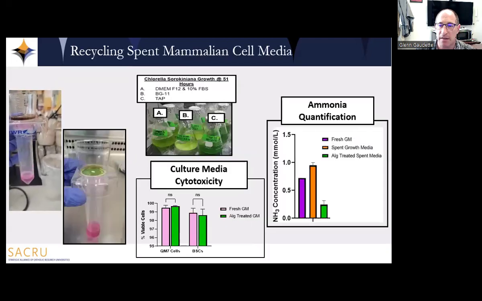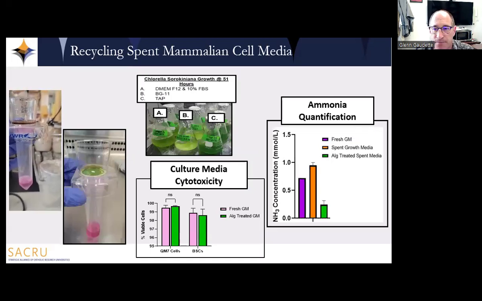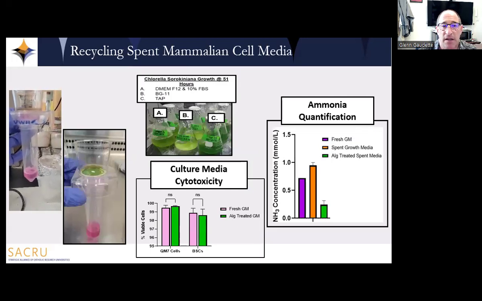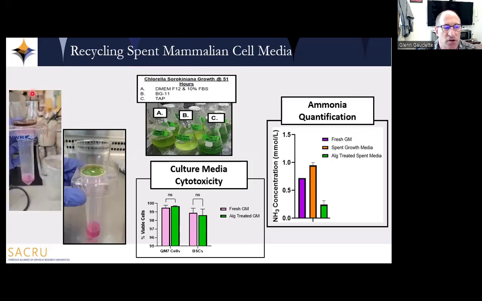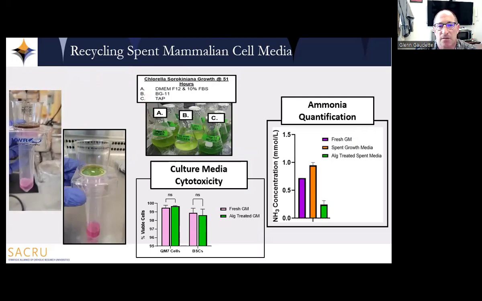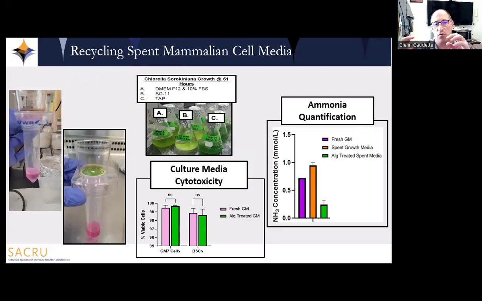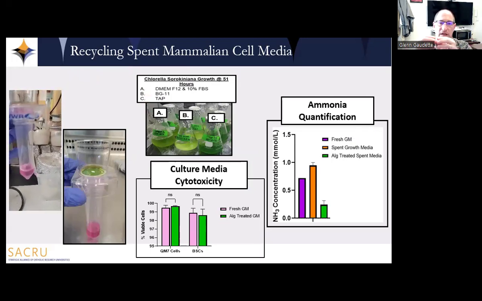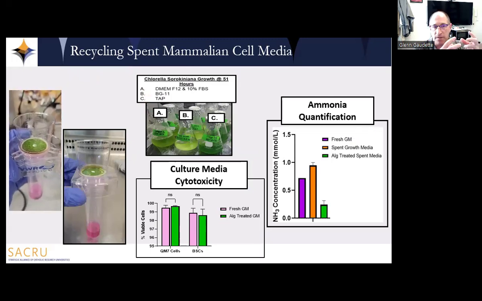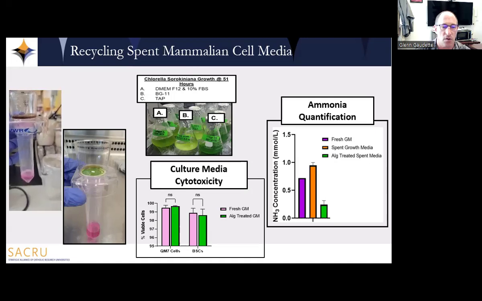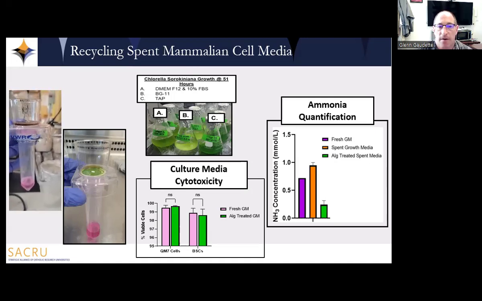So one of the ways we've thought about bringing down the cost of the media is through recycling the cell media. In this case, what you see on the left is we've incubated what we call spent media. So we grow the animal cells in the media, and then we take the media and we grow algae in there. And the algae will take up the CO2, produce O2, but it'll also take up ammonia.